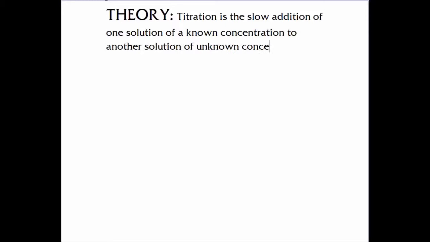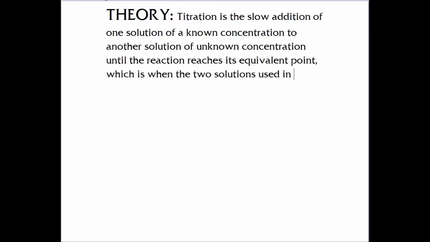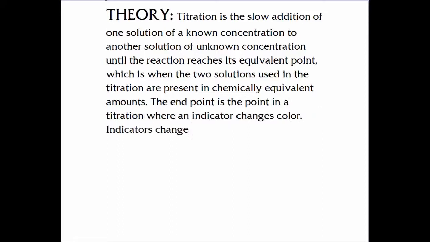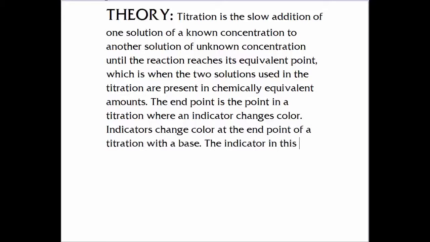Titration is the slow addition of one solution of a known concentration to another solution of an unknown concentration until the reaction reaches its equivalence point, which is when the two solutions used in the titration are present in chemically equivalent amounts. The end point is the point in a titration where the indicator changes color. Indicators change color at the end point in a titration with a base. The indicator in this lab is phenolphthalein.